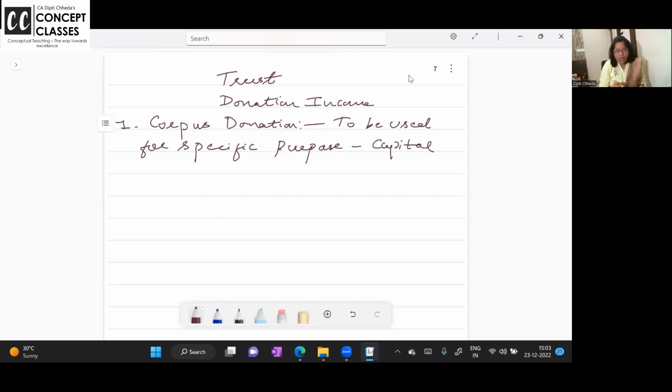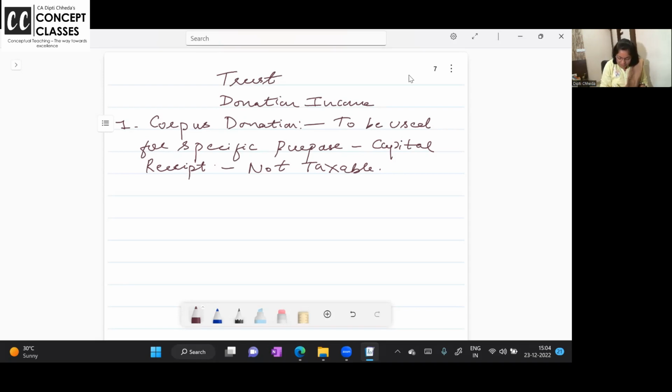It is always to be used for a specific purpose, and it is like a capital receipt, directly bank account debit to the specific fund for which it is received, prize fund or library fund or specific fund, and hence it is not taxable. Clear to all of you? Corpus donation is like a capital receipt. It is received specifically. If I receive prize fund, I'll keep it, and whenever the annual results and prize distribution is there, out of that prize fund, I'll give the prize. Corpus donations are not taxable.